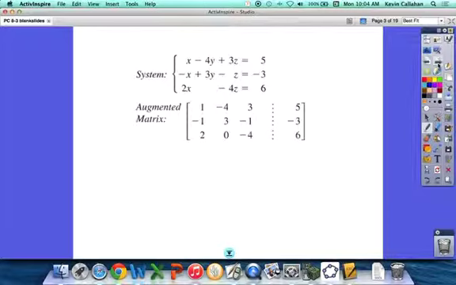But you take a system of equations here and you write a matrix. An augmented matrix would be where you take the coefficients 1, -4, 3, and then the 5 goes on the other side. Then -1, 3, -1, 2, and because there's no y, it's a 0, and a -4, and 6. So when we see these kinds of matrices, what we're really looking at are systems of equations. That's the whole reason we're doing matrices, because we're going to use them to represent systems of equations.